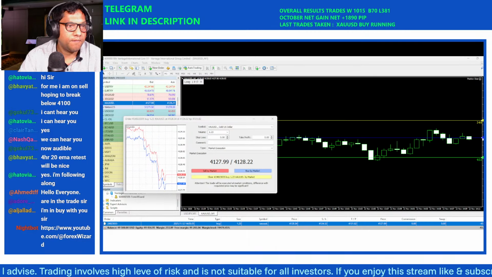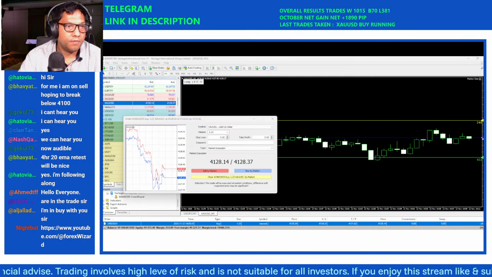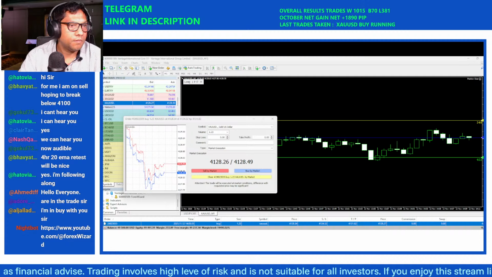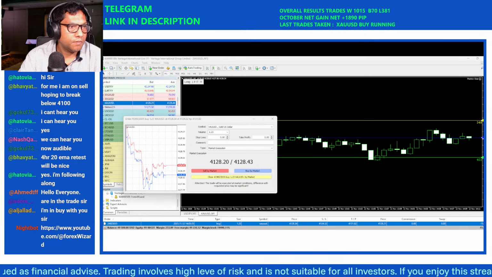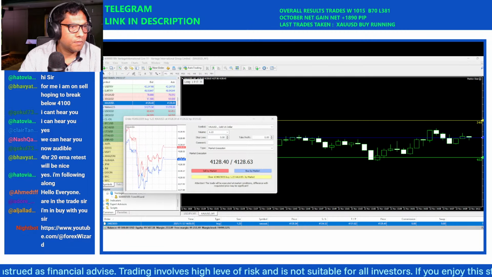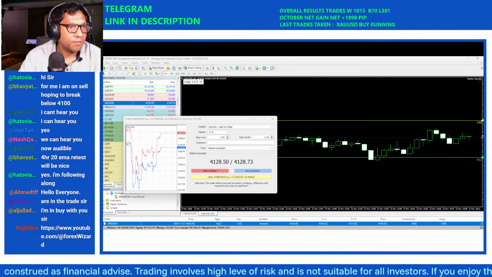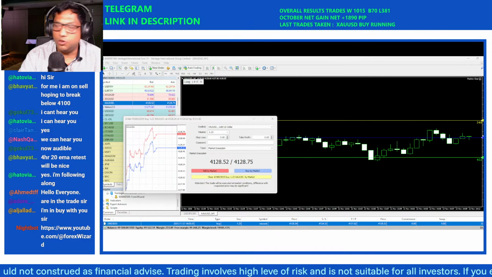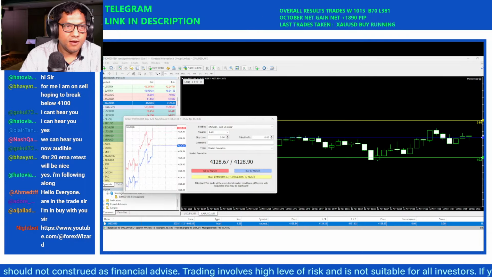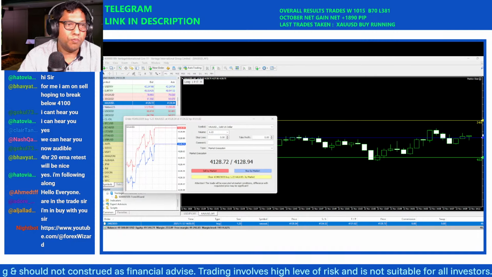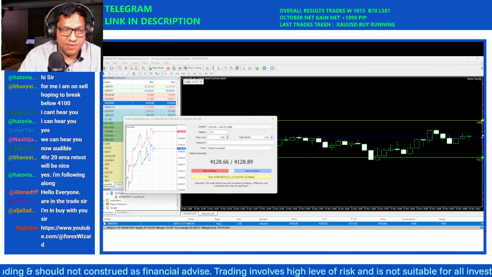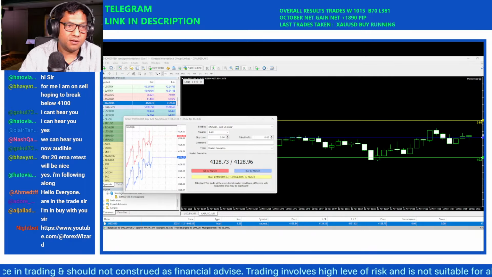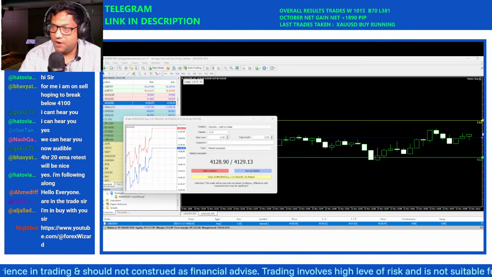Sometimes when the market is in a consolidation, it struggles to break that consolidation pattern. That's the nature of the market. But once it breaks out, it creates a bigger move and trend in the market.